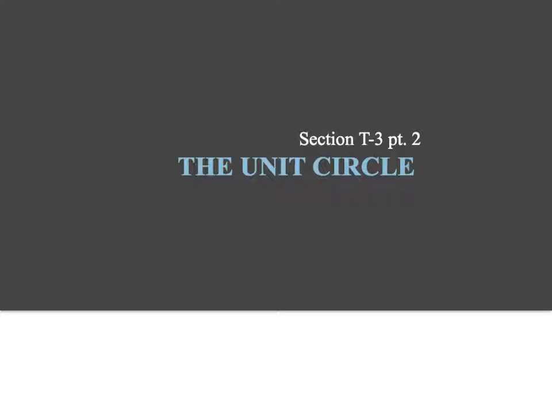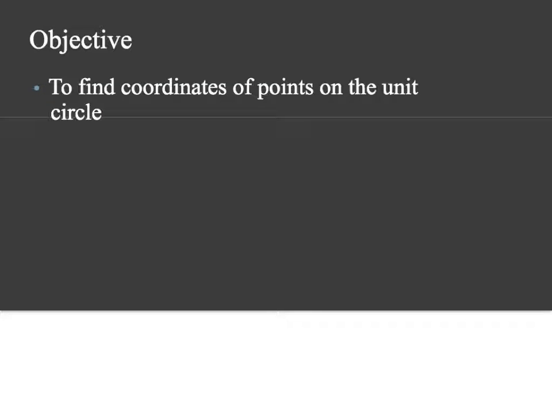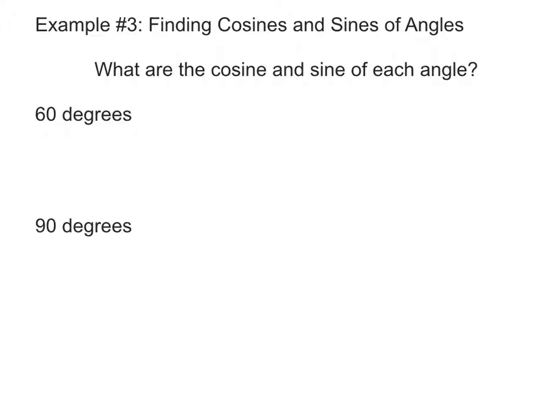All right. Today we're going to work on the unit circle, which is found in section T-3, part 2 of your book. Our objective is to find coordinates of points on the unit circle. All right. So it says in example 3, finding cosines and sines of angles.